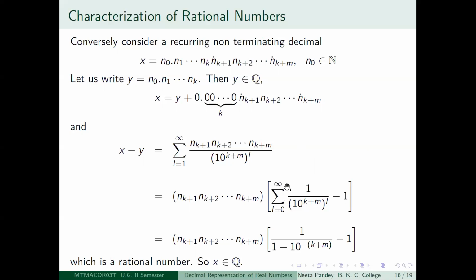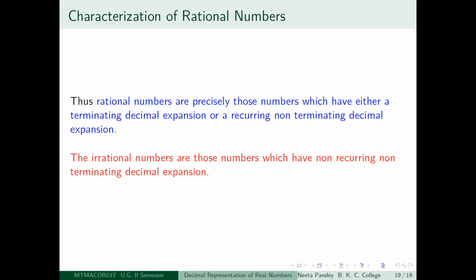So this series is actually a fraction, whatever it looks like. So therefore, whatever you are getting in this big third bracket is a fraction. So that into some integer. So what are you getting? You are getting that x minus y is a rational number. So since x minus y is a rational number and y is a rational number, x also has to be a rational number. So what you have done is that you have characterized the rational numbers precisely. What? They are those numbers which have either a terminating decimal expansion or a recurring non-terminating decimal expansion.